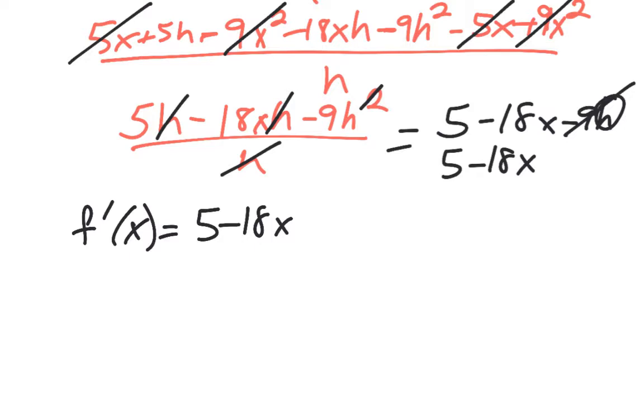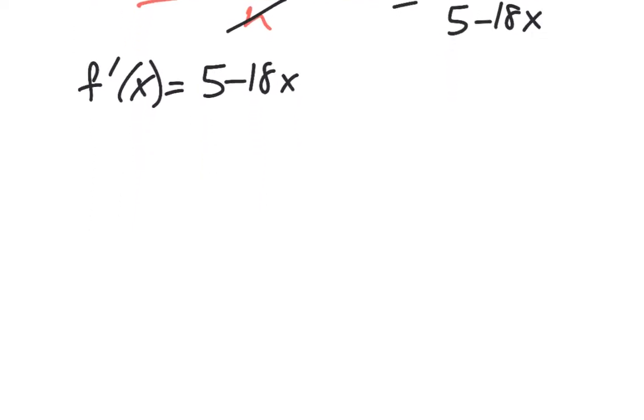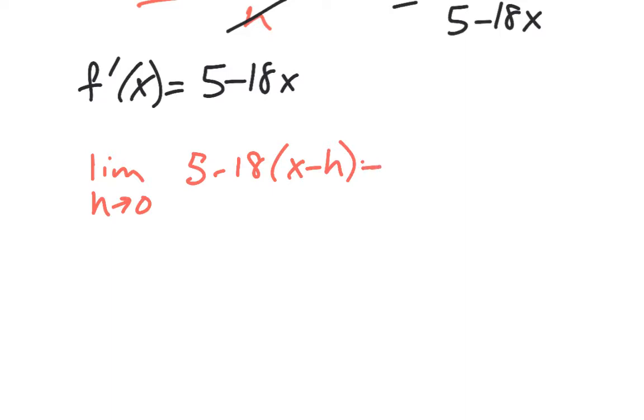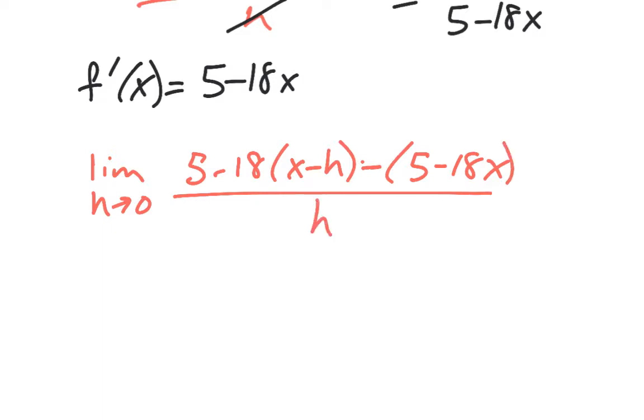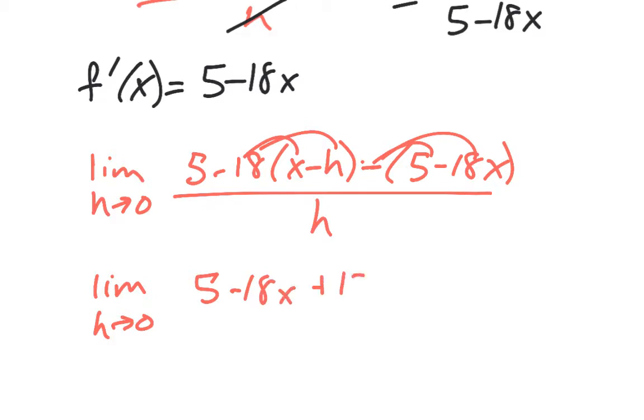Now I'm going to go ahead and do it again. I'm going to find the second derivative. So this is now the new function that I'm starting with. And so I have the limit as h goes to 0. And I'm going to do my difference quotient again. 5 minus 18x minus h minus 5 minus 18x all over h. So the limit as h goes to 0, distribute this in and distribute the negative. It's 5 minus 18x plus 18h minus 5 plus 18x all over h.